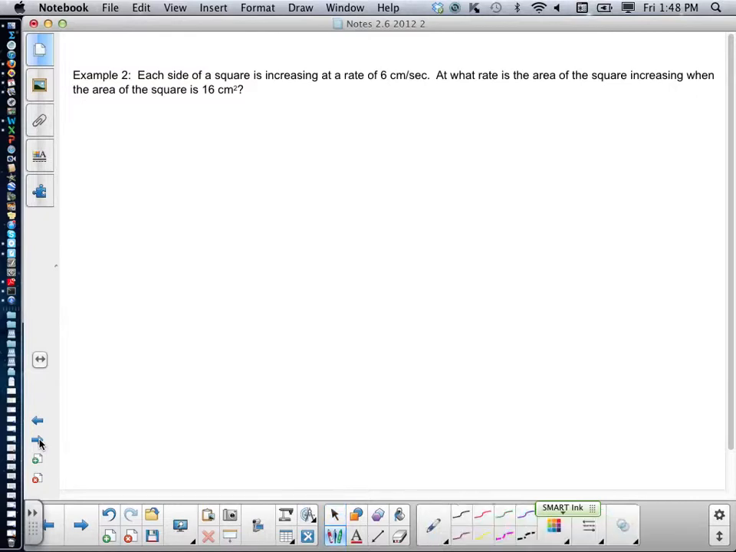All right. The next question. Each side of a square is increasing at a rate of 6 centimeters per second. At what rate is the area of the square increasing when the area is exactly 16 centimeters squared? So, DREADS. D is for diagram. All right, so here's our diagram. It says the side of the square is increasing at a rate of 6. So I'm going to call the side S.